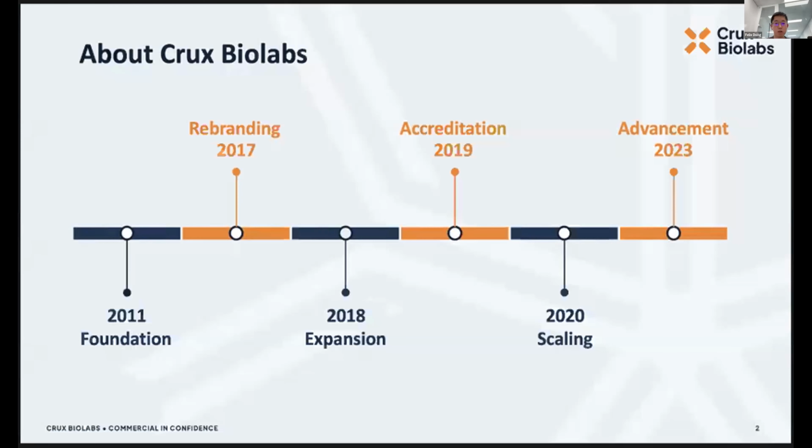First, just a little bit of background of us. Our lab was founded in 2011, originally focusing on producing ELISA kits for the academic research sector. In 2017, we rebranded as Crux Biolabs and began expanding our client base to include biotech and pharmaceutical companies. By 2018, we had expanded our services to clinical trial support, adding PBMC processing and flow cytometry. In 2019, we achieved NATA ISO 17025 accreditation, further strengthening our commitment to quality.